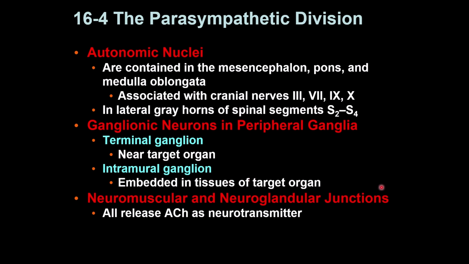And the neurotransmitter for the parasympathetic system is acetylcholine. So compare this with the sympathetic system, which had three different types of neurotransmitter. The parasympathetic system has only one type.